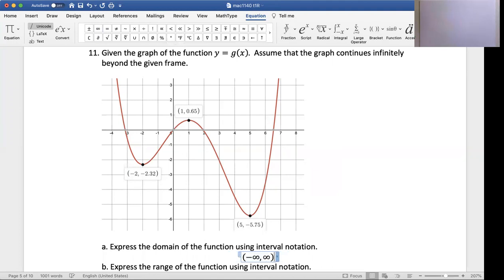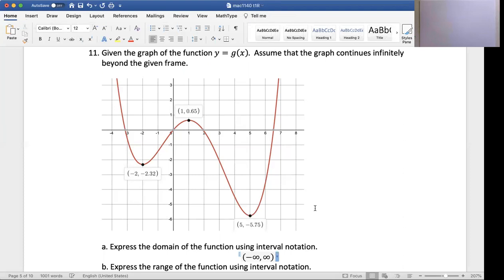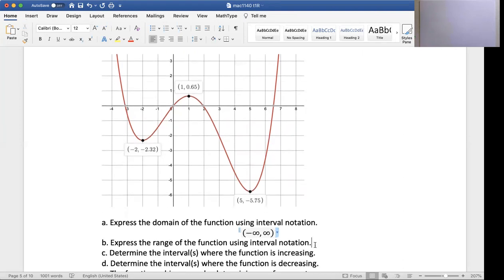Now, how about the range? The range, what are the y values? How low does it go? Well, according to this, my lowest y value is negative 5.75. And I'm going to make that a square bracket because it actually gets there. And how high does it go? Well, it goes as high as you want, right? Because it continues infinitely beyond the frame. So the range would be from negative 5.75 to infinity.